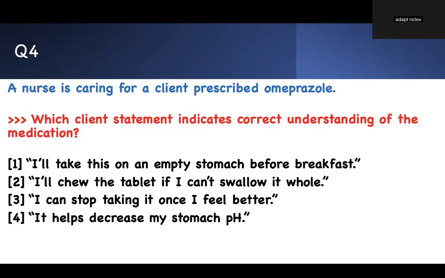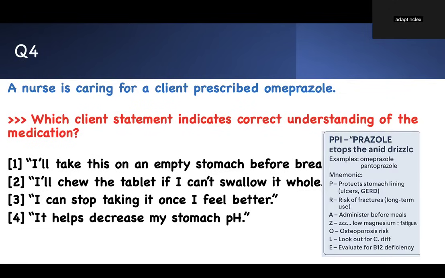It helped decrease my stomach pH. This is the trap. It helped decrease your stomach what? Acid, not the pH. When the acid goes down, what do you think will happen to your pH? When acidity goes down, the pH goes up. So if there's no acid, pH should go up, not decrease. So no, answer 4 is not the right answer. The best thing is to take it on an empty stomach before breakfast. Watch for answer choice 4 so that you don't get trapped.